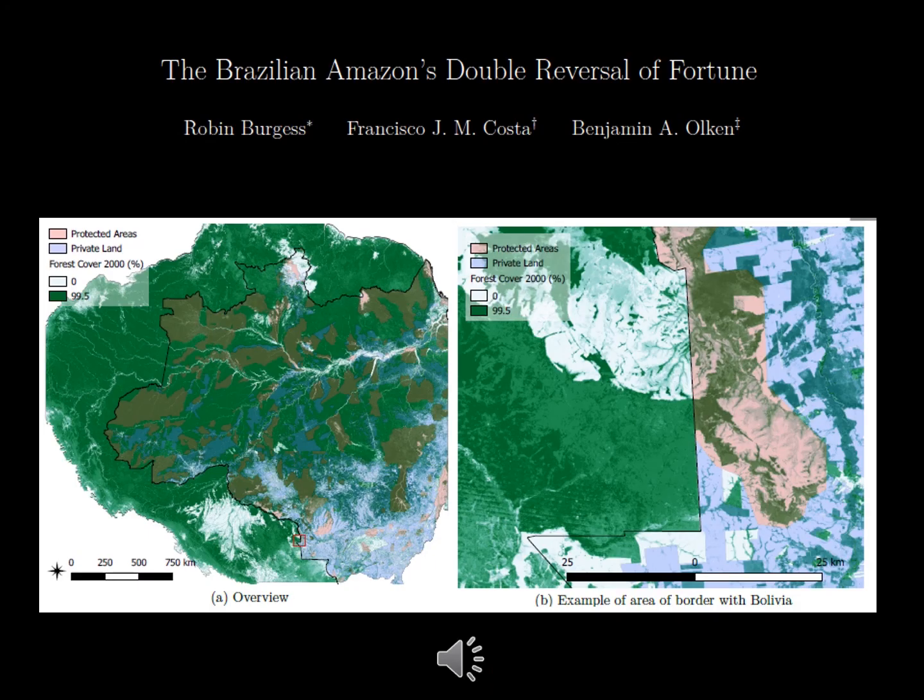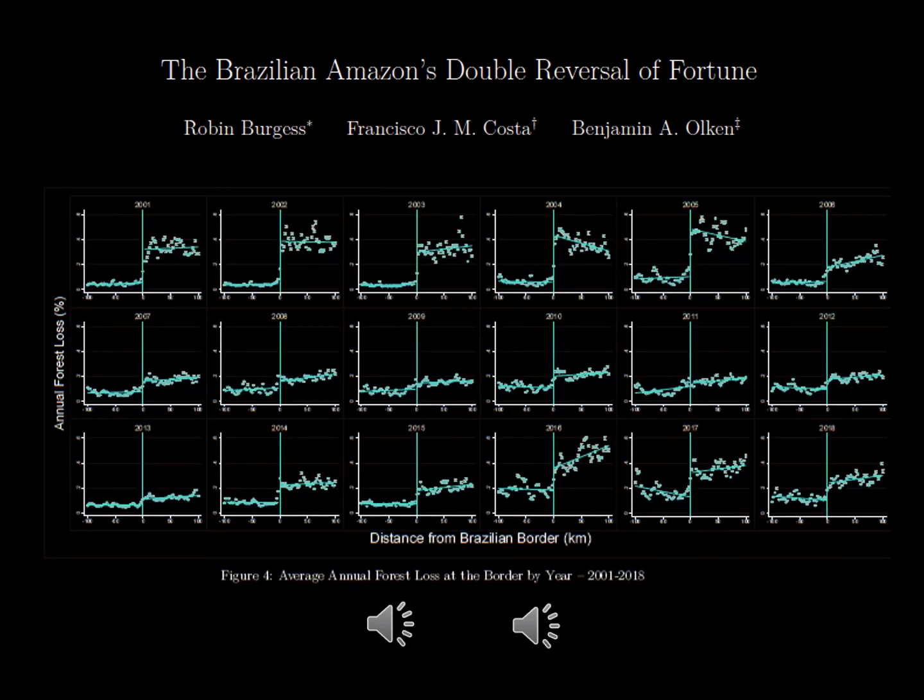A recent study by Burgess, Costa and Alken used satellite images to study deforestation in the Amazon and the effects of Brazilian policy. The study compares deforestation at both sides of the border with Brazil and illustrates both the power of environmental policy and its fragility. On this slide, we see the results from Burgess and colleagues. We see deforestation on the y-axis, and the x-axis gives the distance to the Brazilian border, where positive values refer to the Brazilian side and negative values to its different neighbors.